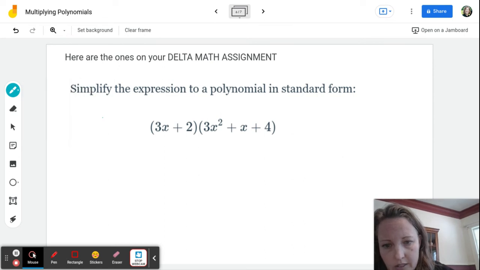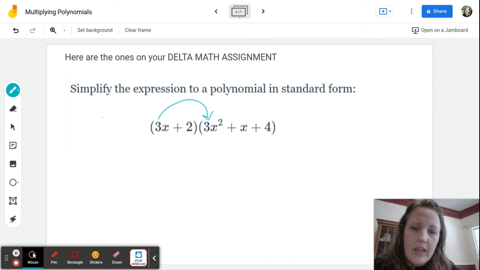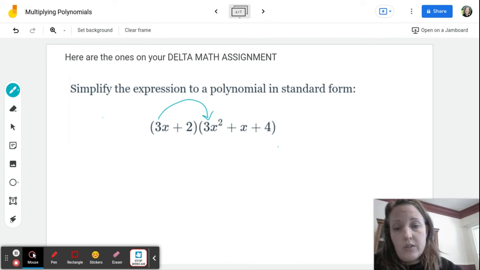Let's try this. So 3x. I'm going to show this one without the area model. I'm just going to use the distributive property, which is what the area model does. It just organizes it differently. I'm just going to show this one like this. So we need to multiply every term in this binomial times every term in this trinomial. So we're going to start with 3x times 3x squared. 3 times 3, the coefficients, are 9.